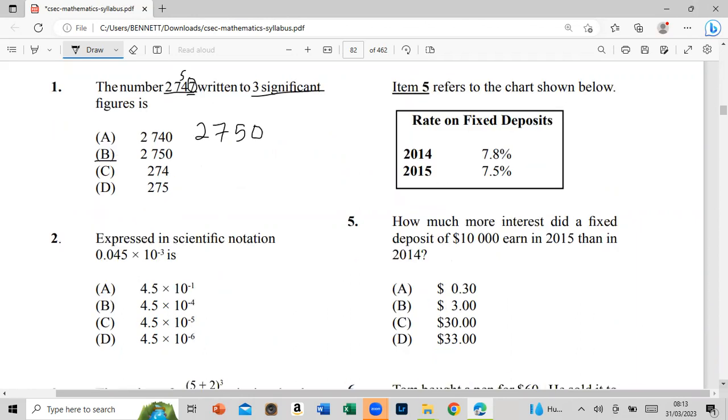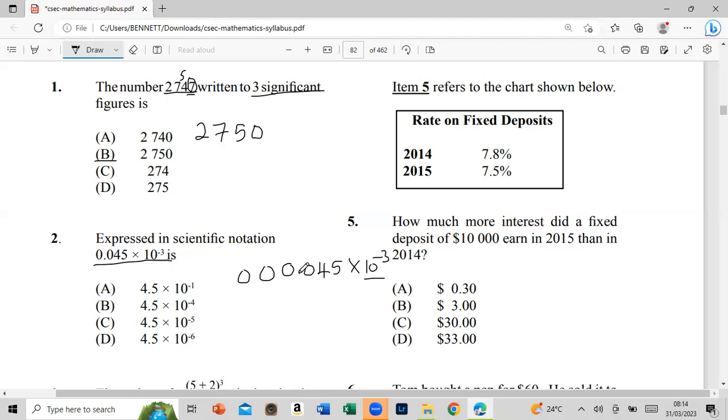Alright, let's go to this one. It says express in scientific notation 0.045 times 10 to the minus 3. So first, we need to get the product of these two numbers. And that's 10 to the minus 3. So what it means is that we'll be moving the decimal point 3 places. So I'm going to put a couple zeros first. We're going to move 3 places to our left because it's negative. If this was a positive 3, we'd move it to the right.